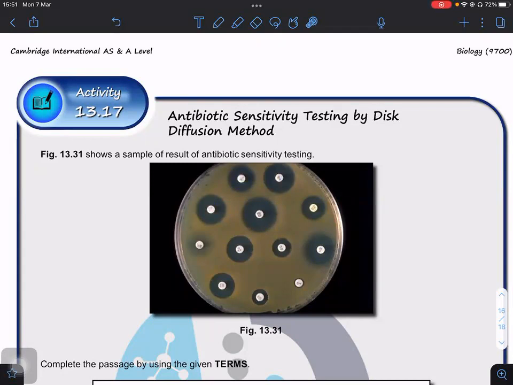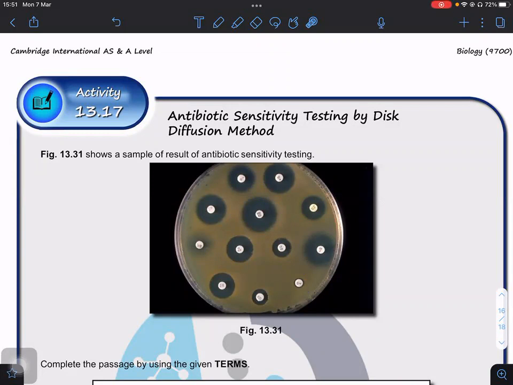Because of the diffusion, the antibiotic diffuses out and kills the bacteria. So it creates what we call the clear zone. Can you see that? The clear zone means that there are no bacteria, because bacteria cannot grow here. Bacteria are killed. Are you clear? But you can see some of them have no zone at all, which basically means they are not effective in killing the bacteria.